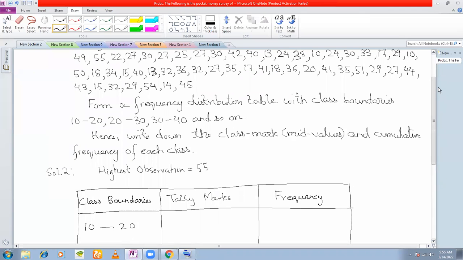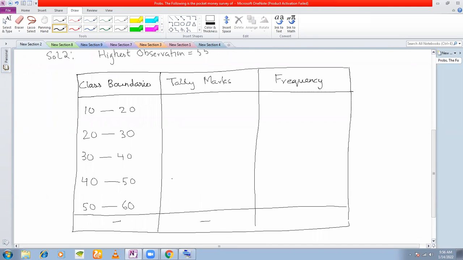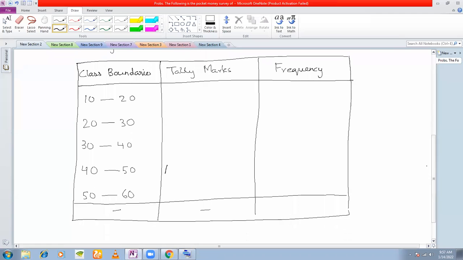First observation that you see is 49. So 49 falls within the category of 40 to 50. So one tally you will give here. Okay. The next observation that you cannot see, but let me tell you, the next observation is 55. Okay. So 55 falls within 50 to 60 category. So one mark here. 22 falls here. Okay. 27 again falls here.